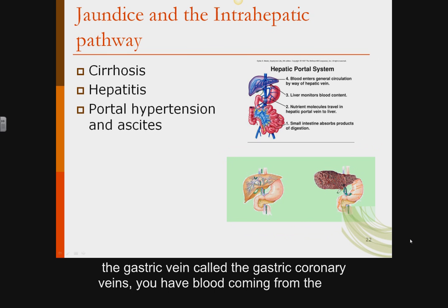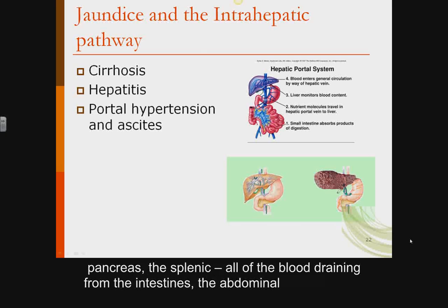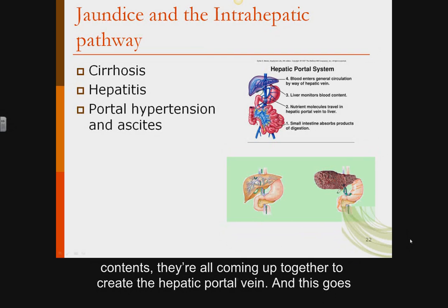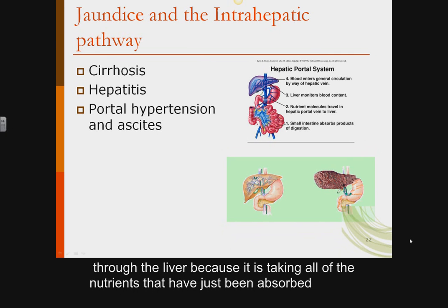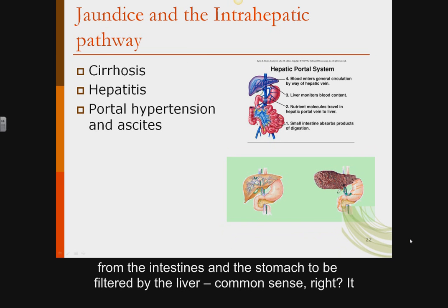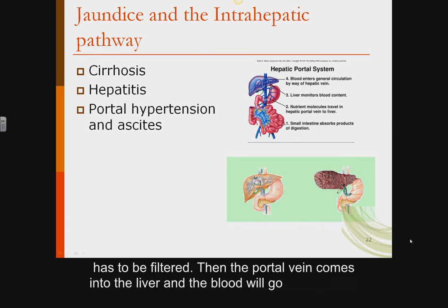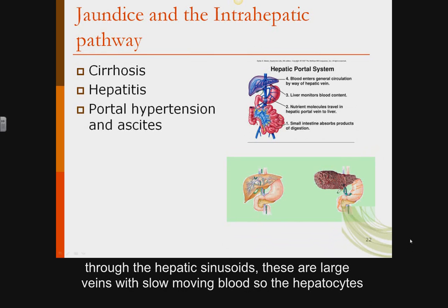And to remind you, with the hepatic portal system, you have blood coming up from the intestines, from the gastric vein, the gastric coronary veins. You have blood coming from the pancreas, the splenic, all the blood draining from the intestines, the abdominal veins. They're all coming up together to create the hepatic portal vein. And this goes through the liver because it is taking all the nutrients that have just been absorbed from the intestines and the stomach, and it needs to be filtered or detoxed by the liver. Right? It has to be filtered.